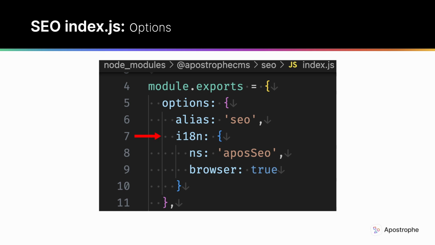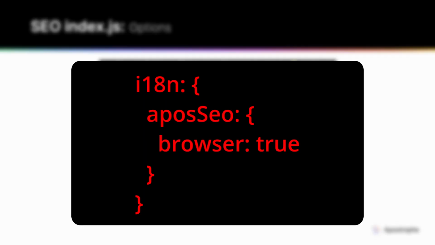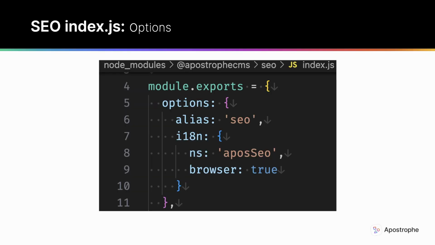The next property is i18n. This property sets up a namespace for localization strings for files in this module. This method of setting the namespace is deprecated, but still supported. Instead, within the i18n object, an aposSeo key should be added with the additional configuration supplied via an object of that key. In this case, the browser property is set to true. This makes the translation strings available within the view components of the admin UI when a user is logged in.